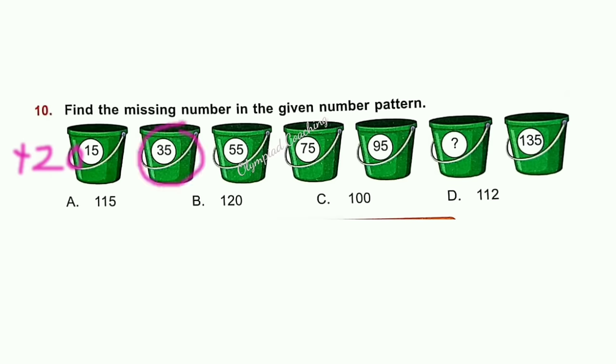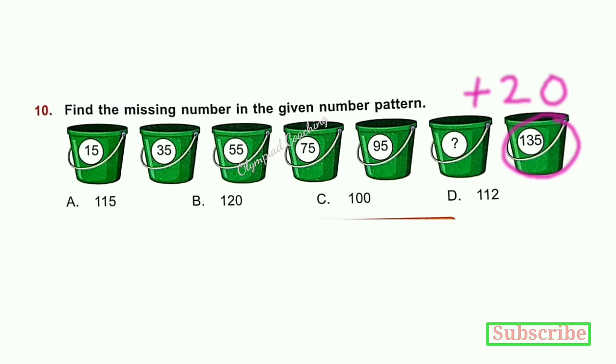15 plus 20 equal to 35. 35 plus 20 equal to 55. 55 plus 20 equal to 75. 75 plus 20 equal to 95. Similarly, 95 plus 20 equal to 115. Once again, 115 plus 20 equal to 135. Option A is correct.